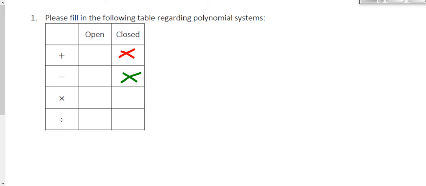Multiplication is going to give us the same scenario. If I multiply two polynomials, I'm not going to end up with some random fraction that I didn't start with to begin with. So that's also closed. So the only one that's open is division, because if I divide a polynomial by another polynomial, there's a very good chance I could end up with a variable in that denominator that doesn't simplify away. And as soon as I have that, it's not a polynomial anymore. So division is open. Everything else is closed. Let's take a look at question 2.